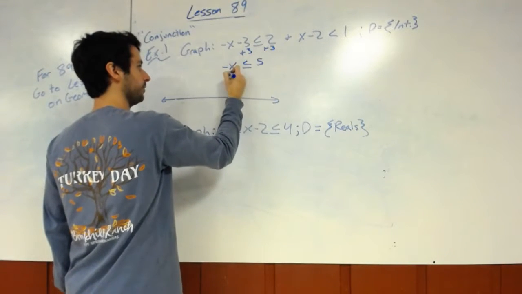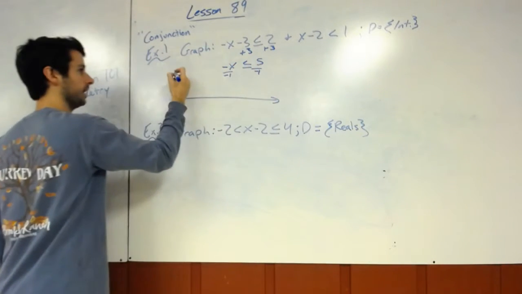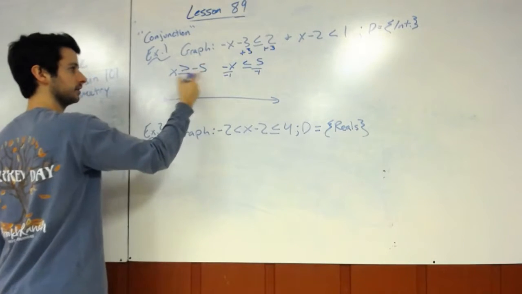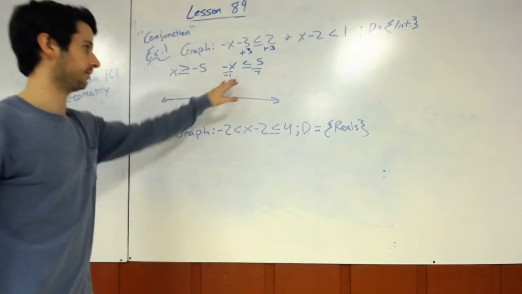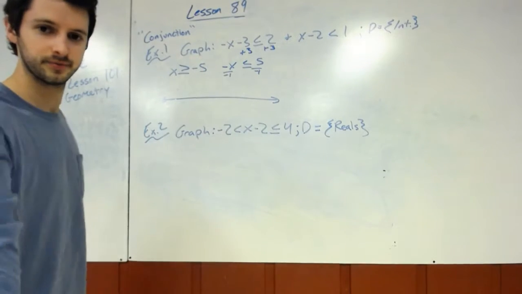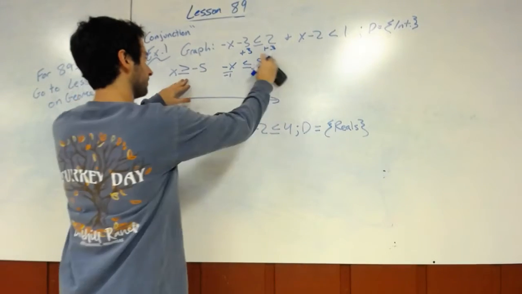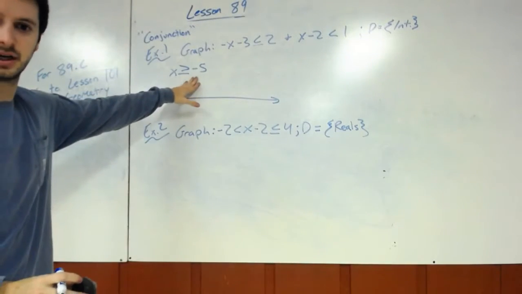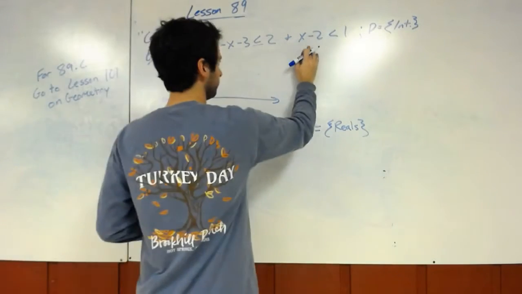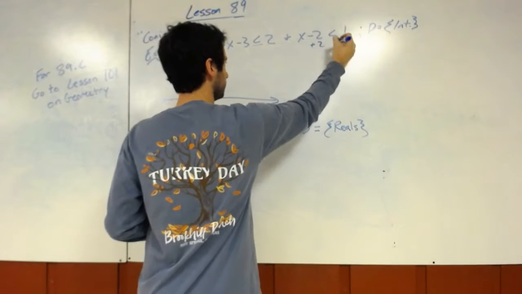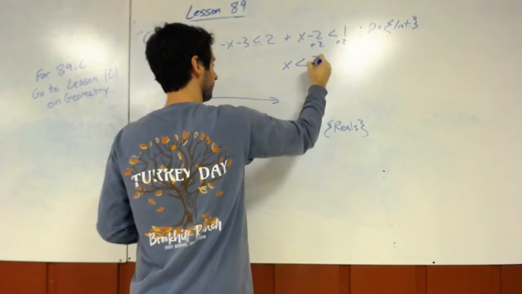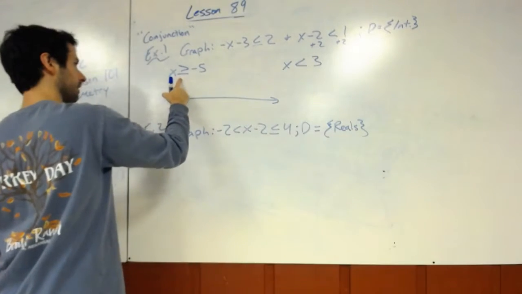Divide by negative 1. So what happens is I have to switch the sign when I divide or multiply by a negative. So I switch that sign. So I got x is greater than or equal to negative 5. Now let's look at this one. All right, I'm going to add 2. This one's easy. X is less than 3.